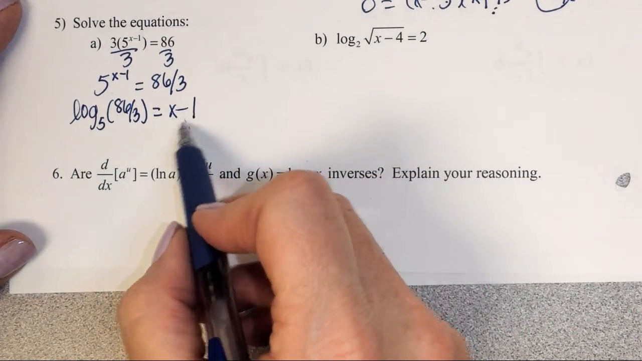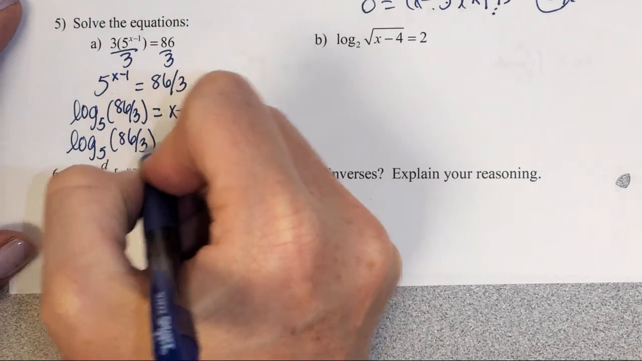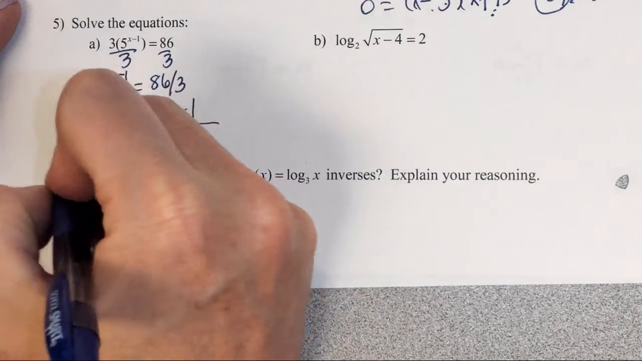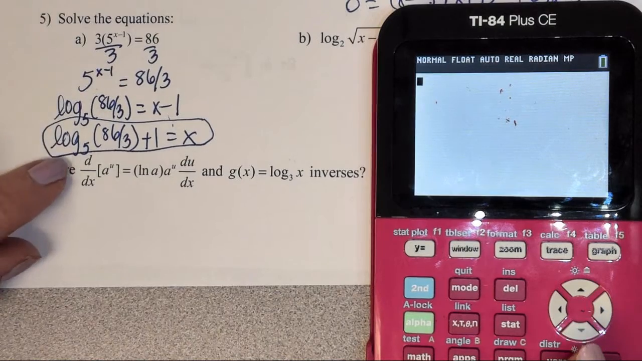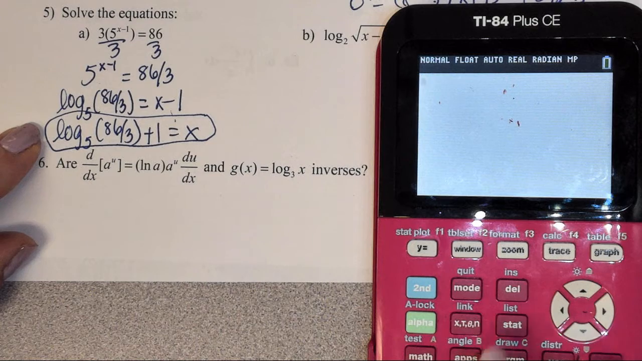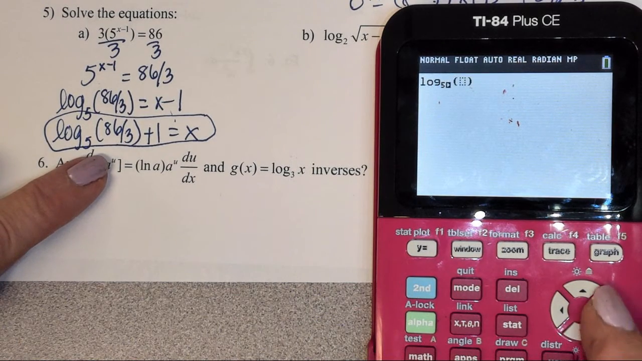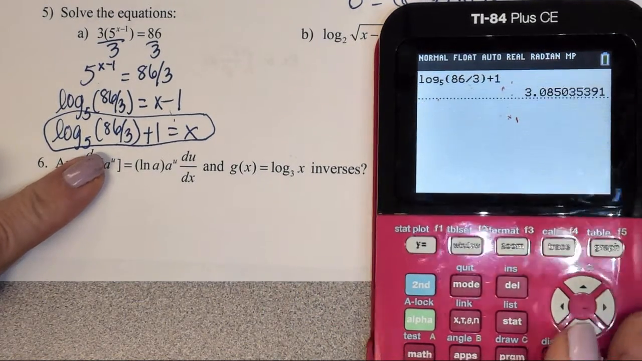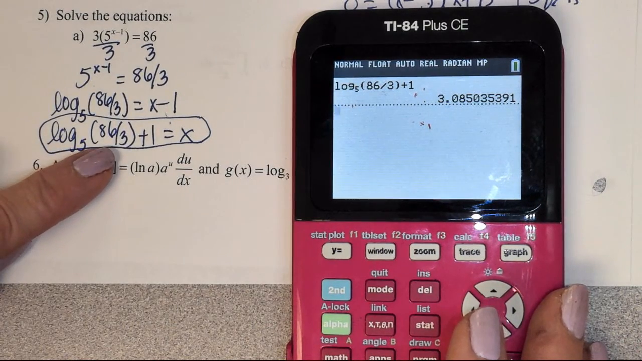And so now to solve for x, we're going to have to add 1. And so that's going to be our solution. I just like to get the solution in exact form. That's the exact answer. If I wanted a decimal approximation, I could always do my math, my log base, and I could do log base 5 of 86/3 plus 1. And this would be the decimal approximation. But it's better to just get the exact answer.